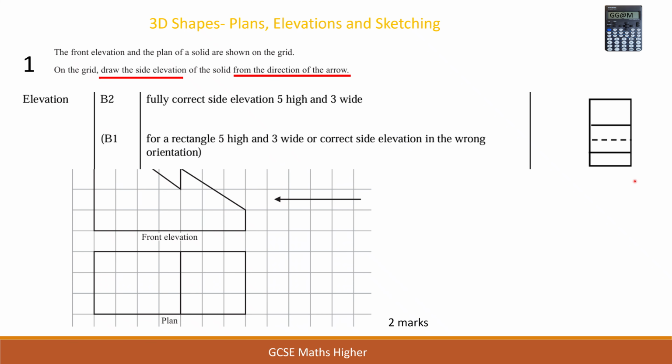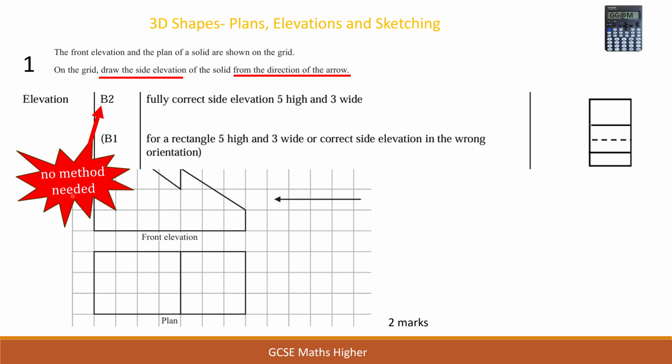The mark scheme was looking like this. Okay, so B2 means no method needed, which means you can literally just write down your answer. So this is what you should be drawing. If you draw it out correctly, you get 2 marks for the full side, and you need to get the measurements correct, 5 high and 3 wide. So the 3 wide represents this part here, the 5 high represents this distance here that we had over here.